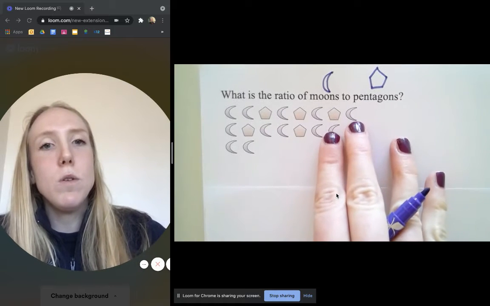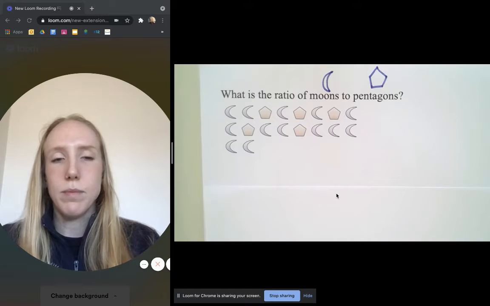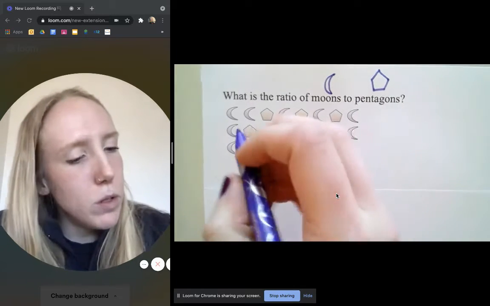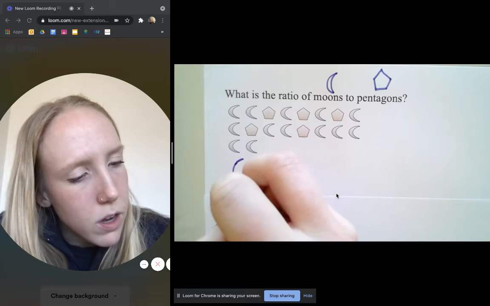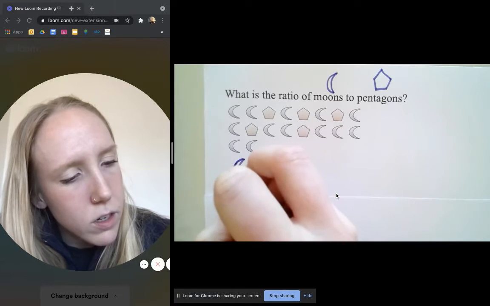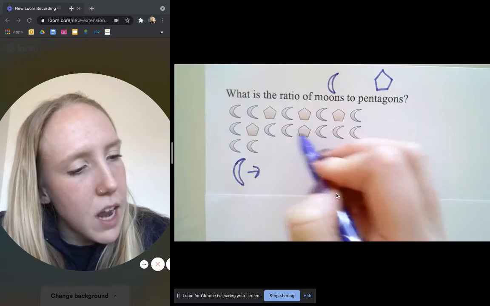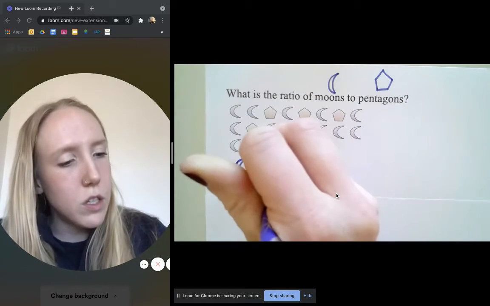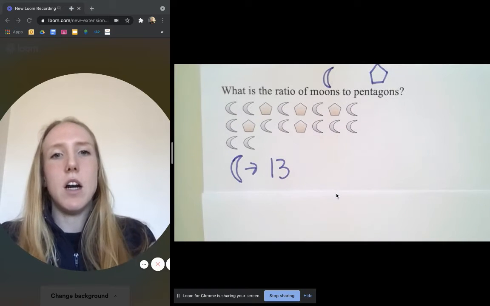So how many moons are there? Take a second and count how many moons there are. All right, so how many moons are there? Let's see. I'm going to draw my little picture. There are 1, 2, 3, 4, 5, 6, 7, 8, 9, 10, 11, 12, 13 moons. So there's 13 moons.